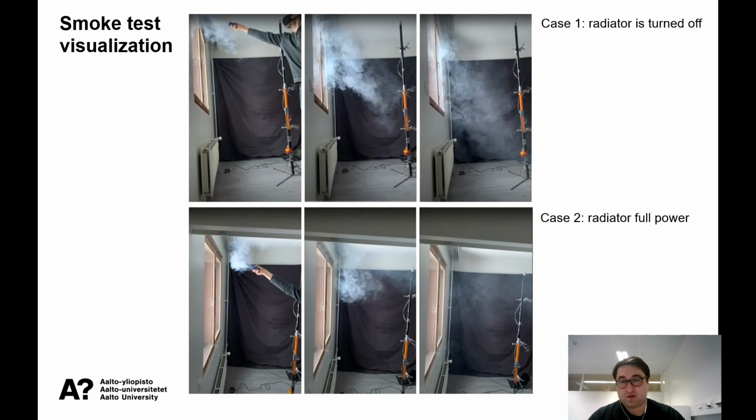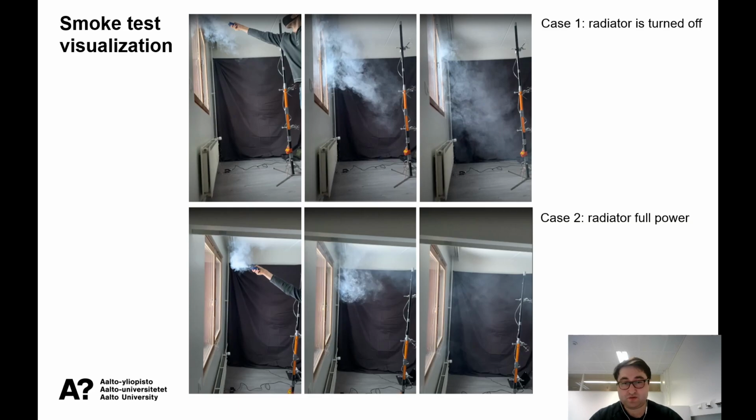During the smoke test, we had two cases. The first case was when the radiator valve was fully closed and the radiator surface temperature was cold. In the second case, the radiator thermostat valve was fully open with the highest temperature set point possible. Case 1 and case 2 were performed consecutively, one by one, with a 1 hour interval. The interval was needed to let the radiator warm up and reach maximum temperature conditions.